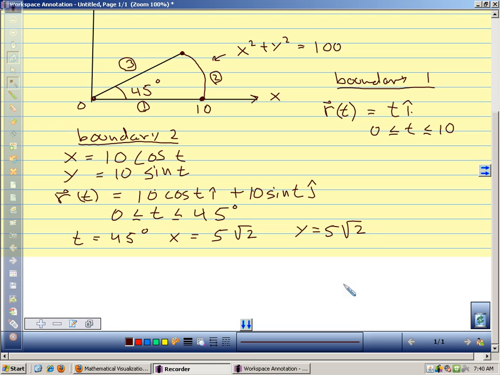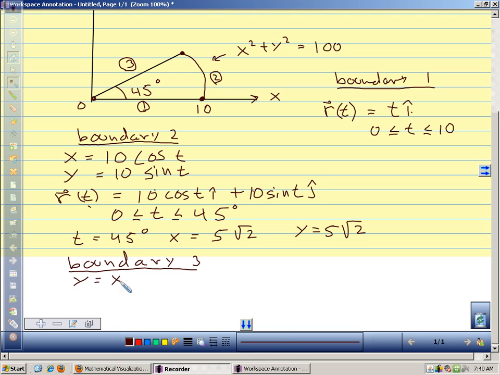All right, so there's our second boundary. We have a vector valued function for our second boundary. Now we need boundary number 3. If we're at an angle of 45 degrees, how could we represent this as a function of x and y? Jan says y equals x. So this is just a piece of the line y equals x. So we have y equals x.